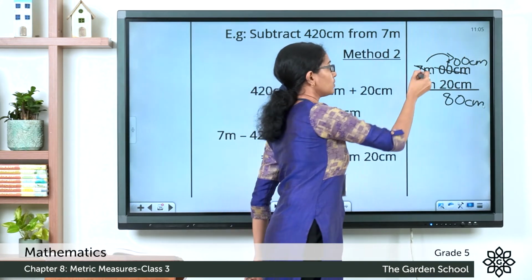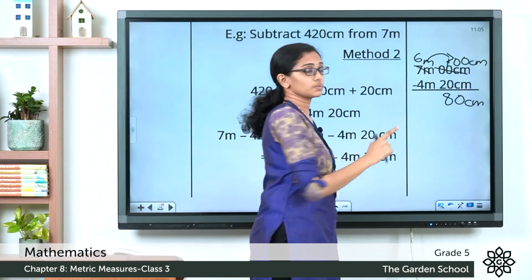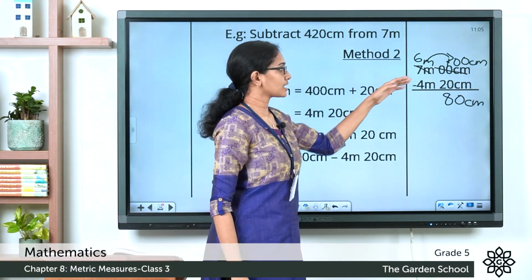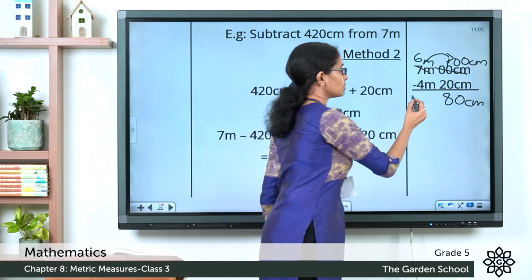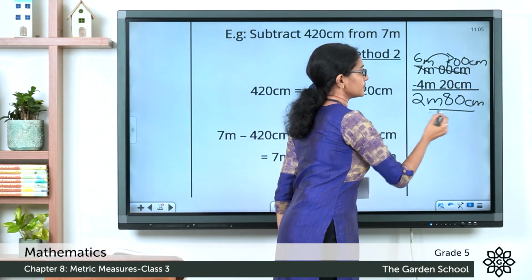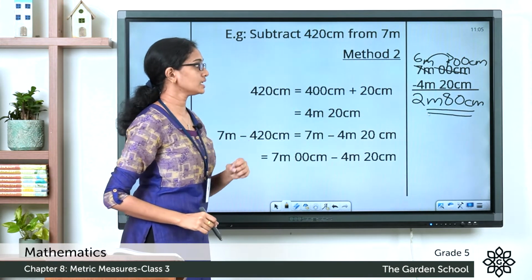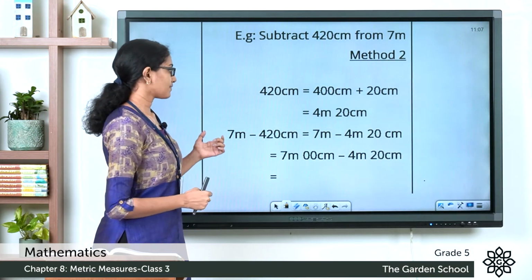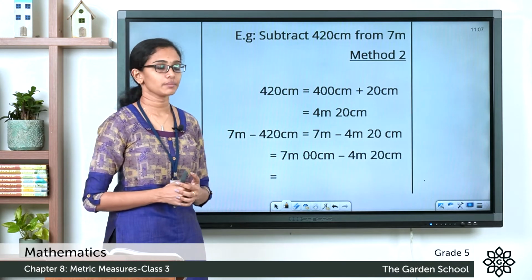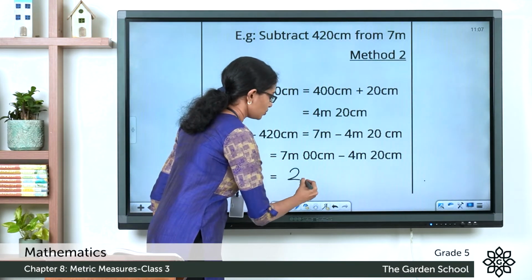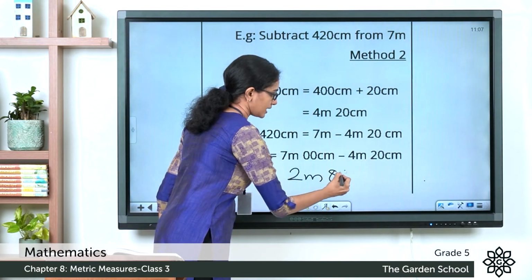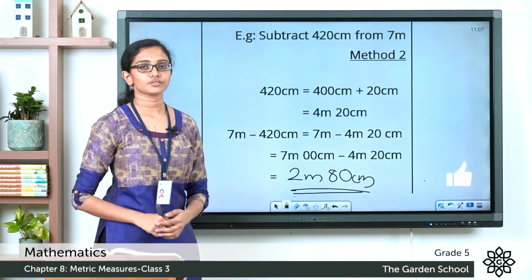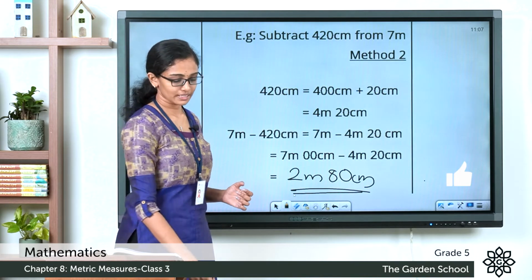Now here we have 6 meters. Why? Because we gave 1 meter to the centimeter column. So 6 meter minus 4 meter is equal to 2 meter. So what do we get? We get 2 meter 80 centimeter. So what is the answer to our question? The question, 7 meter minus 420 centimeter is equal to 2 meter 80 centimeter. This is the answer to this subtraction. I hope you are clear with this.